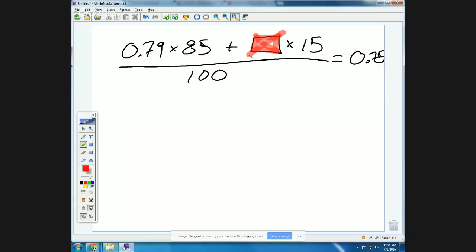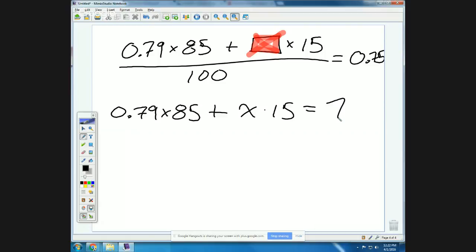So how do we solve this equation then? What would we do first? I'm thinking get rid of the denominator. Denominators are always a pain. So how do we get rid of the denominator of 100? It's being divided now, so we multiply. We're going to multiply both sides by 100. When we do that, it's going to cancel out the 100 on the left and throw it on the right. So that's going to give me 0.79 times 85 plus, let's call it x, times 15 equals 100 times 0.75, which is 75.